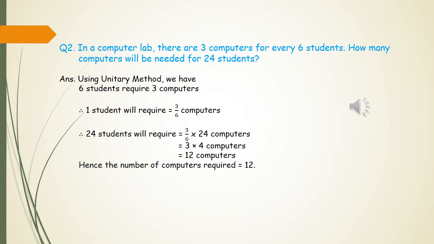Okay, so this is direct variation. Then we are finding 24 students will require 3 by 6 into 24, because 24 students will require more number of computers. So 3 by 6 into 24 we are multiplying, because we know the numbers will increase. After reducing, we are getting 12 computers, hence the number of computers required will be 12.